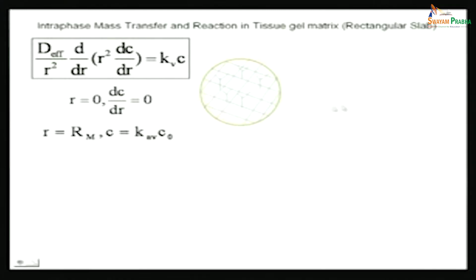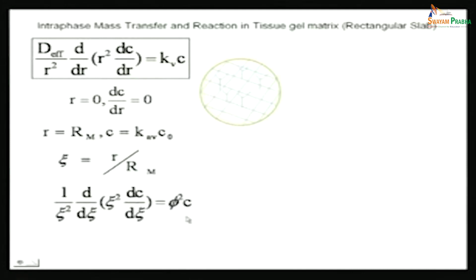So one of the things that we can do is we can safely close our eyes and make the system dimensionless. For the sake of simplicity, my dimensionless variable would be Rm. So say zeta is given by R over Rm. Then my governing equation is given by 1 over psi square d d psi of psi square del C del psi equals phi square times C.